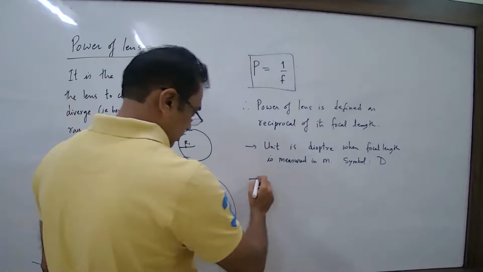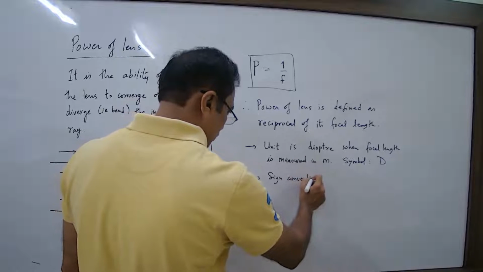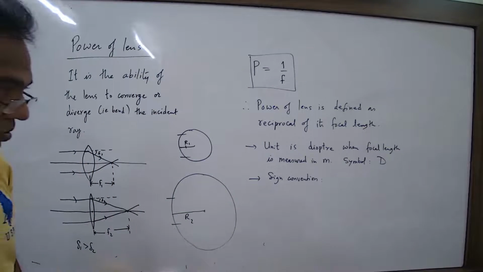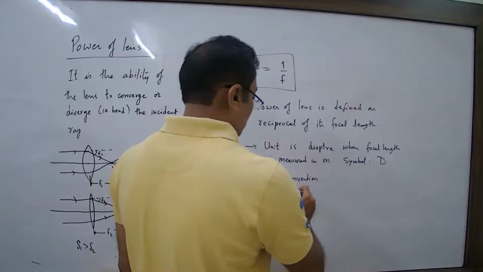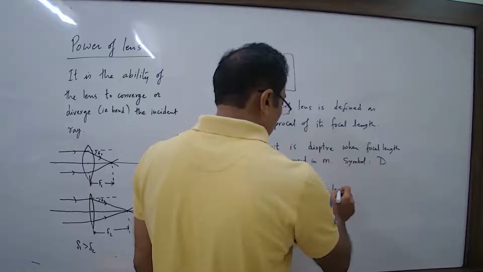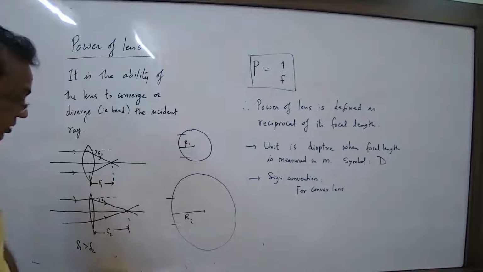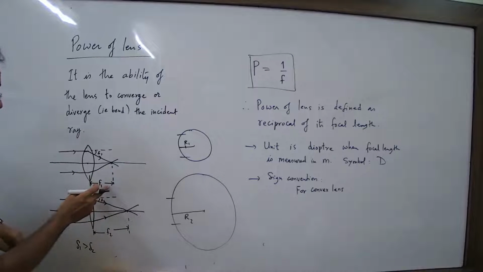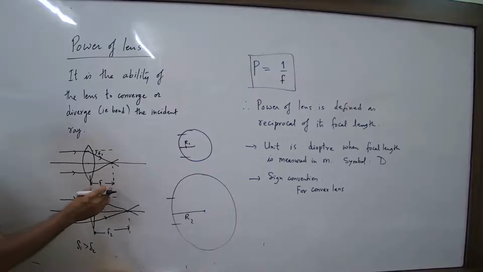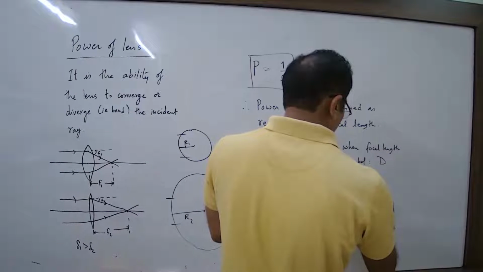Okay? What is the sign convention? It will have the sign of the focal length. So for convex lens, what is the focal length? Positive or negative? How do you define the focal length? Where the parallel rays converge. Positive on the right side. Okay? So focal length is positive for convex lens, and power is positive.